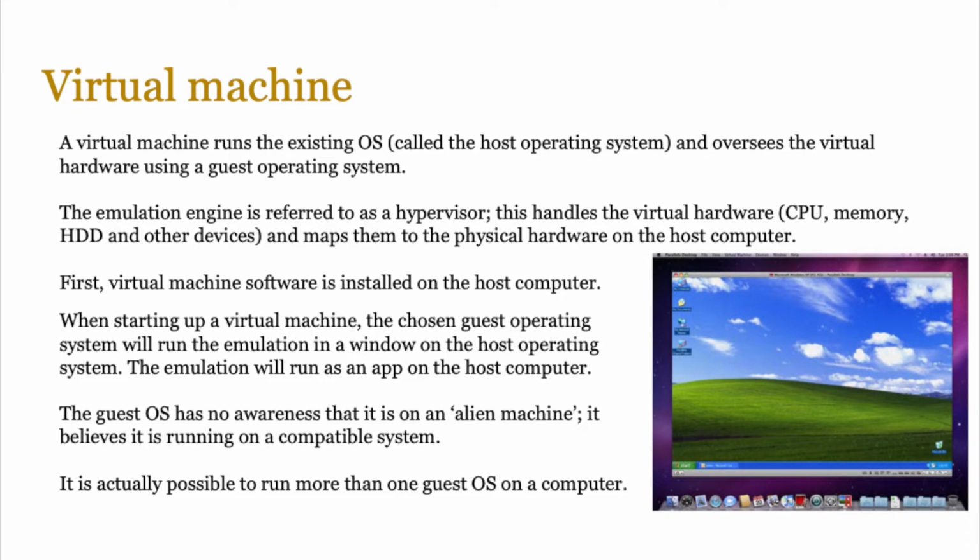The guest operating system has no awareness whatsoever that it's on an alien machine. It believes it's actually running on native hardware. So for example, it thinks that it's got access to 8 GB of RAM, your 2 cores, some hard disk drive space, and all the hardware that's connected to it. It doesn't realize that everything is going through the host operating system. And it's possible for you to run more than one guest operating system on a computer.